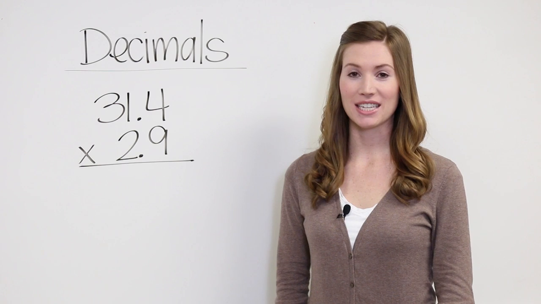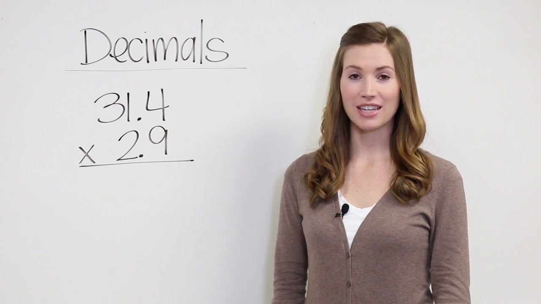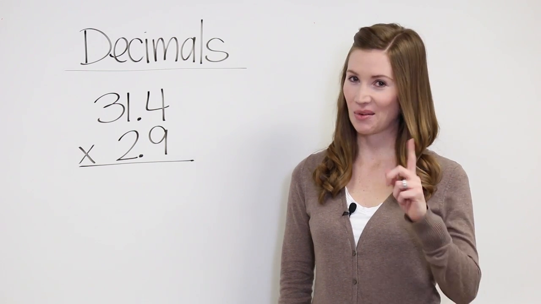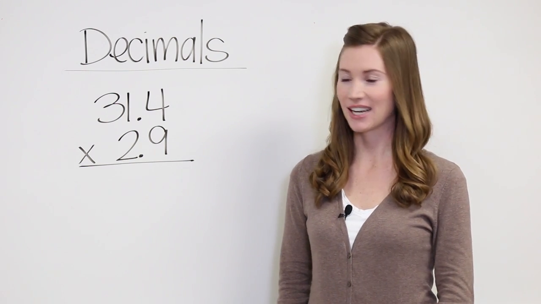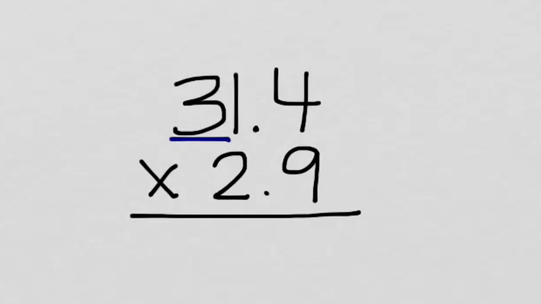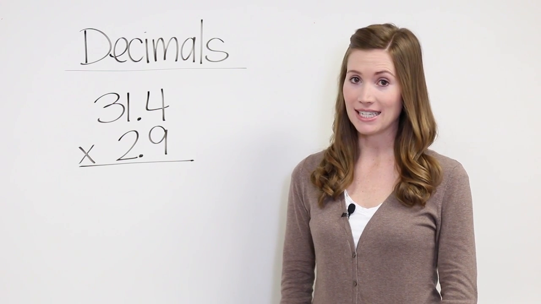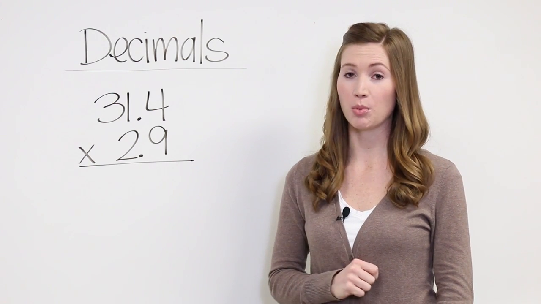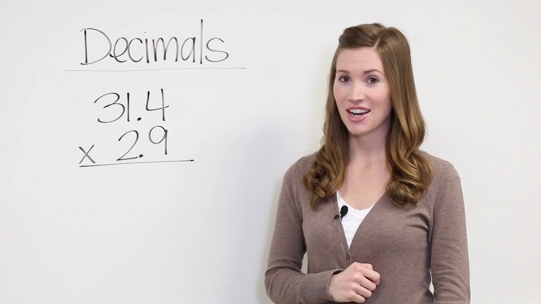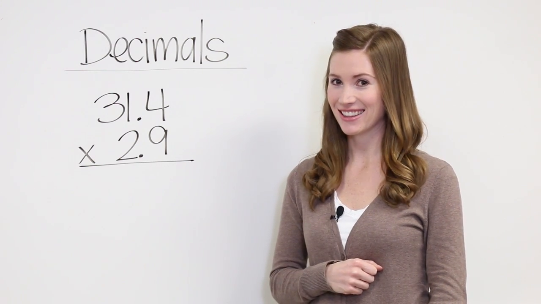Let's do another problem together. Read the problem to yourself as I read it aloud, and remember to use place value as you read. 31 and 4/10 times 2 and 9/10. Now remember, because we're multiplying decimals, we're going to account for that decimal point at the very end. Are you ready to get started? Let's do it.